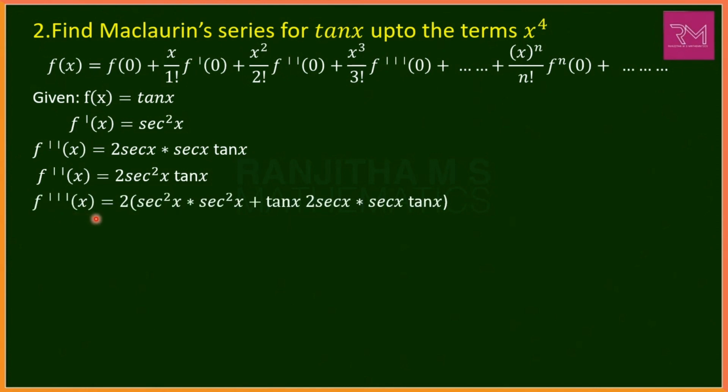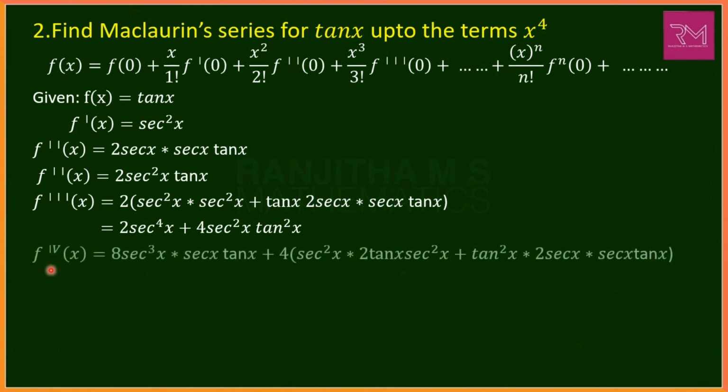Next we have to find f triple dash of x. Here 2 is a constant, it stays as it is. Secant square x and tan x are both functions, so we have to apply the product rule over here. Take secant square x as the first function and tan x as the second function. We get first function into differentiation of tan x, which is secant square x, plus second function, that is tan x, into differentiation of secant square x, which is 2 into secant x into tan x. Multiply 2 inside the bracket, we get 2 into secant power 4 x plus, here tan x into tan x is tan square x, secant x into secant x is secant square x, here 2 into 2 is 4, plus 4 into secant square x into tan square x. This is the f triple dash of x value.